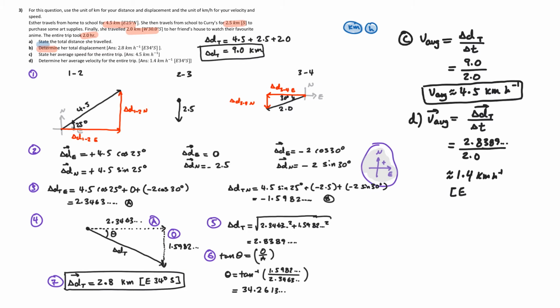That's 34 degrees south of east. And this is our average velocity. And I'm going to box my answer here as well.